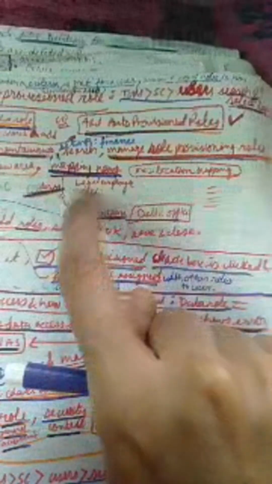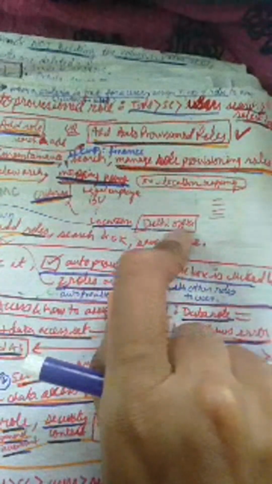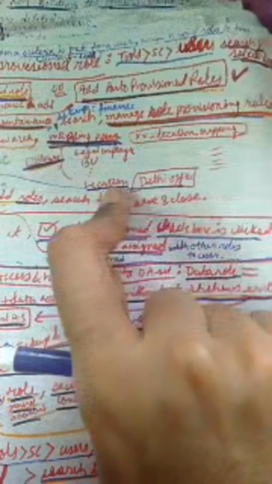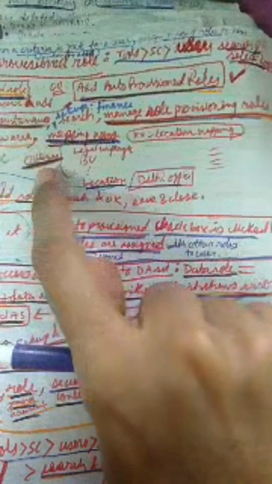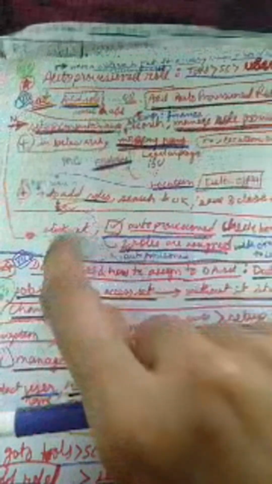I will click on plus. Here I need to give two things: the first is the mapping name, the second is the criteria. Let's say my mapping name is access location mapping, and there are multiple criteria like legal employer, BU, and location. I am choosing location as Delhi office. So this is my criteria. I've chosen the mapping name and criteria, and I'll click on OK.